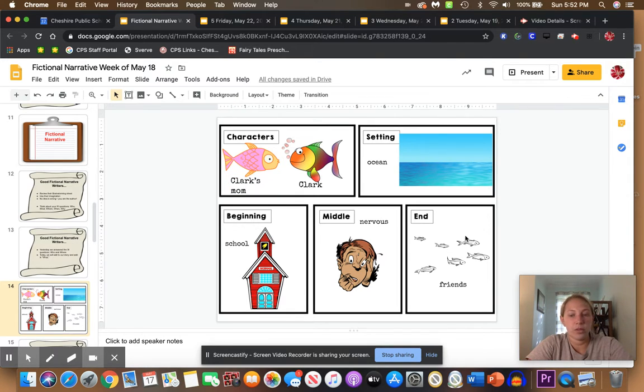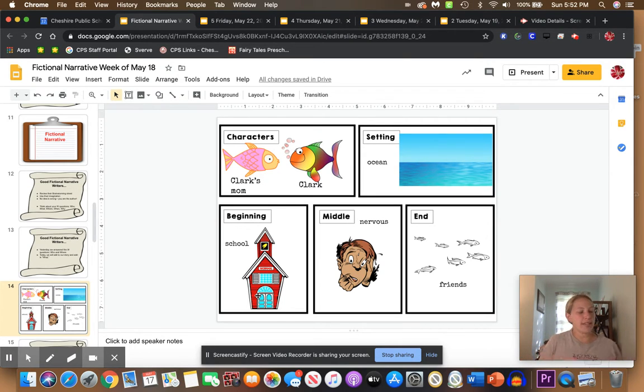All right. So now we're going to add in mom. Mom's going to say, "Oh, Clark, remember, you're starting school tomorrow." And that's when he's going to get nervous. All right, I'm excited. Let's go add these to our writing.